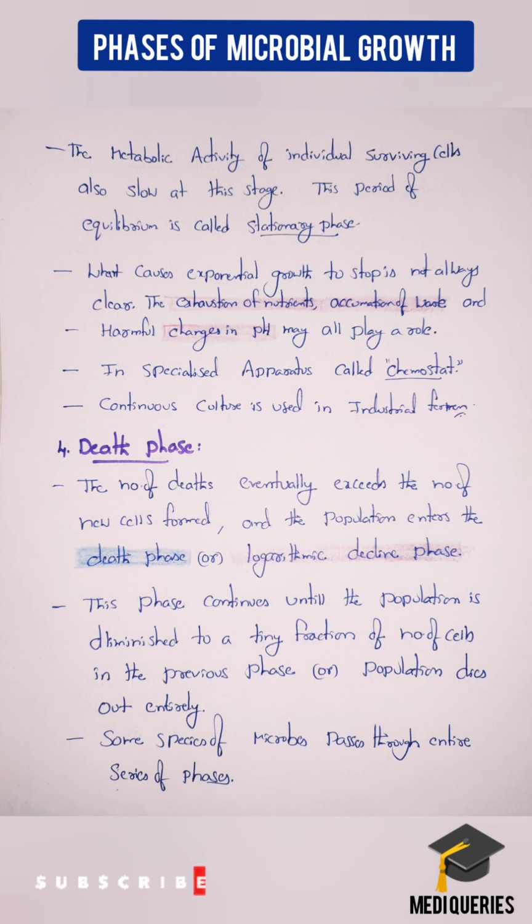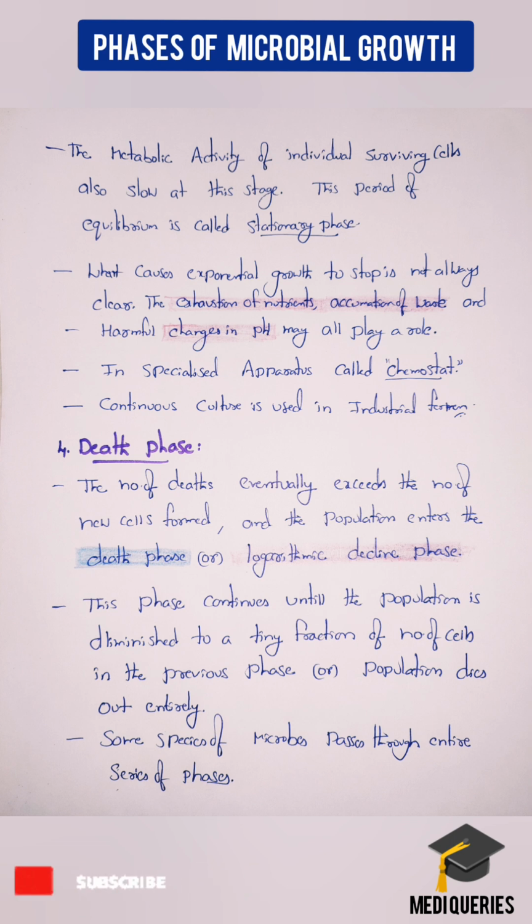The metabolic activities of the individual surviving cells also slow at this stage. This period of equilibrium is called the stationary phase. What causes exponential growth to stop is not always clear, but the exhaustion of nutrients, accumulation of waste, and harmful changes in pH may all play a key role in decreasing the growth of the bacteria.